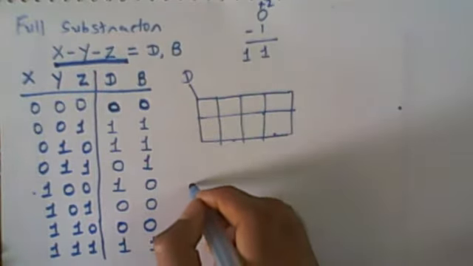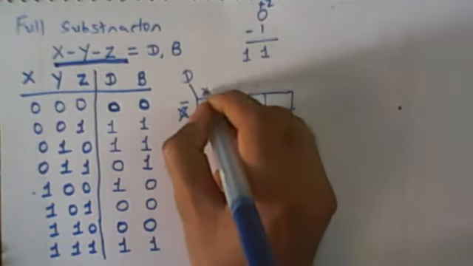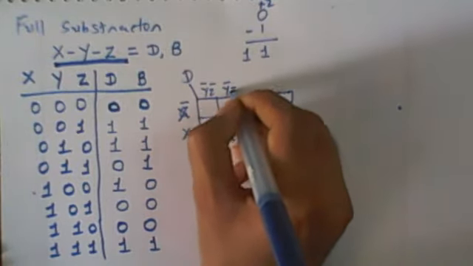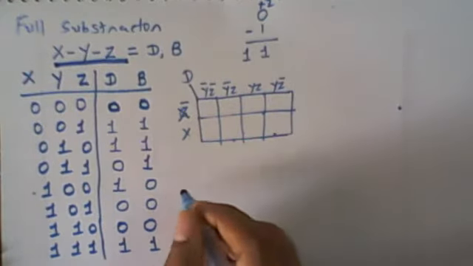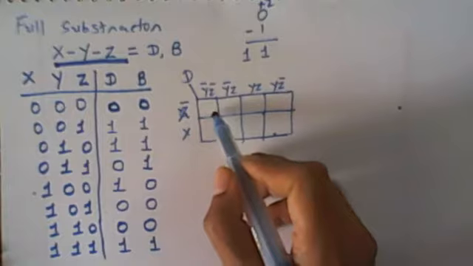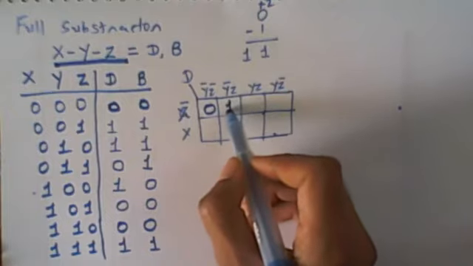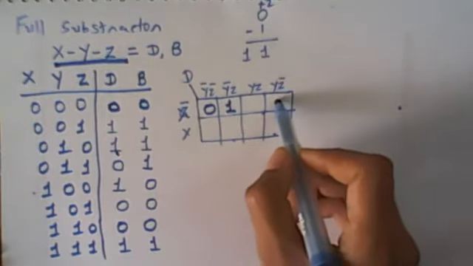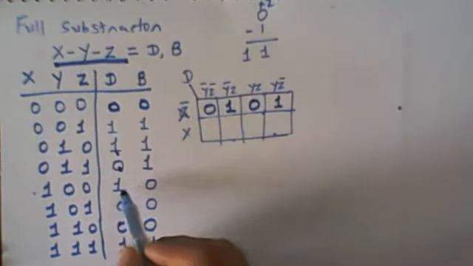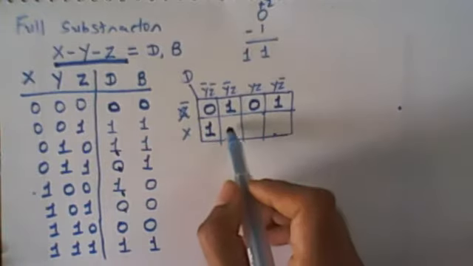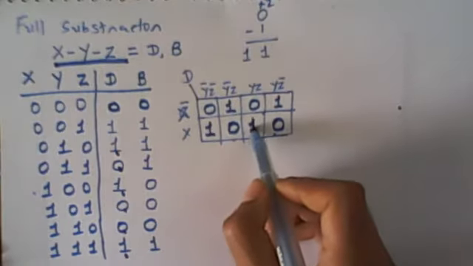3 variable Karnaugh map. Here it is x bar, x; y bar z bar, y bar z, y z, and y z bar. Now mapping: for the zeroth minterm, the difference bit is 0; for the 1st minterm, the difference bit is 1; for the 2nd, 1; for the third minterm, 0; for the fourth minterm, 1; for the fifth, 0; for the sixth, 0; and for the seventh minterm, the difference bit is 1.